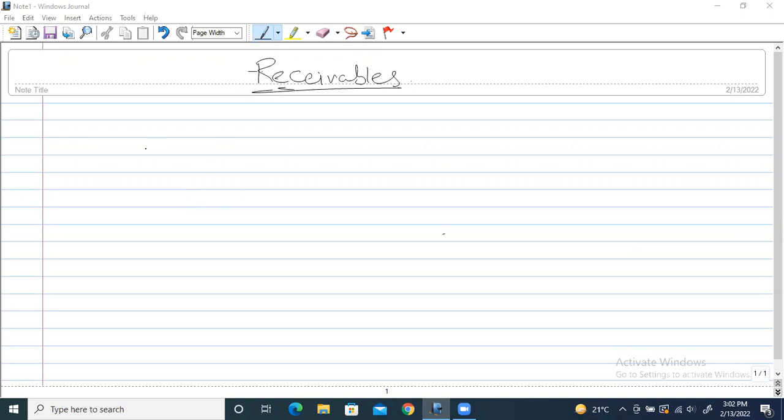Okay, so basically, we will first be looking at receivables, then we will be looking at the bad debts. That is also part of this. And finally, we'll be looking at the allowance for receivables. So there are three things, three subtopics to be covered in this chapter. So first of all, let's look at what receivable is.